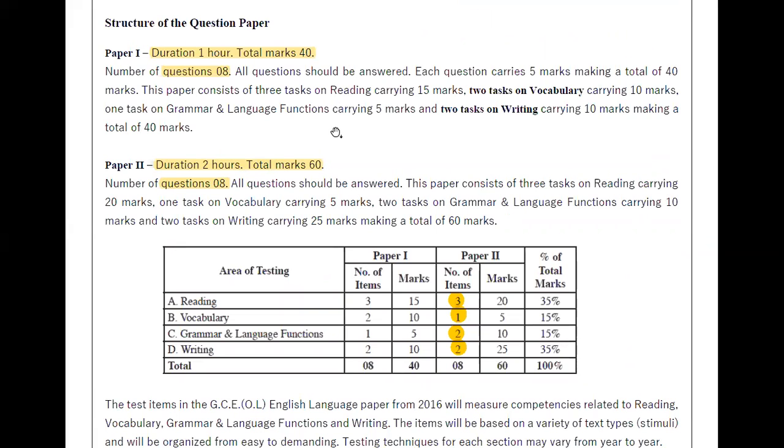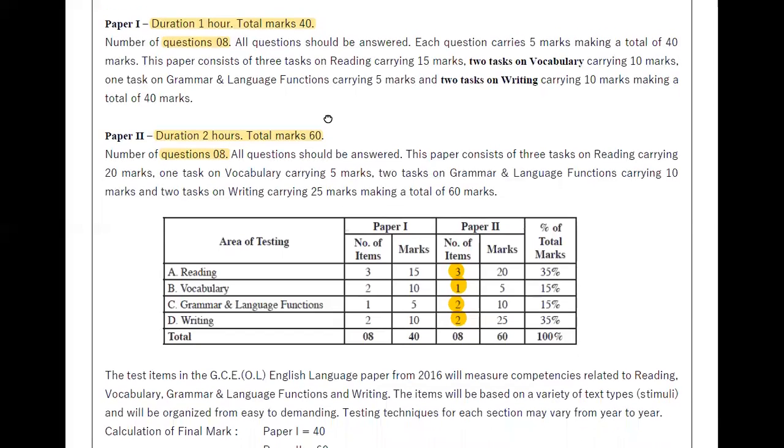in the first paper, there are 2 tasks on vocabulary, 3 tasks on reading, 1 task on grammar, and another 2 tasks on writing. These are very simple tasks. If you do it well, you can easily score the full mark. The second part consists of 3 reading questions, 1 vocabulary, 2 tasks on grammar, and 2 tasks on writing.